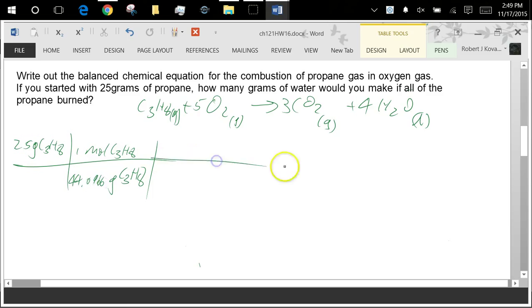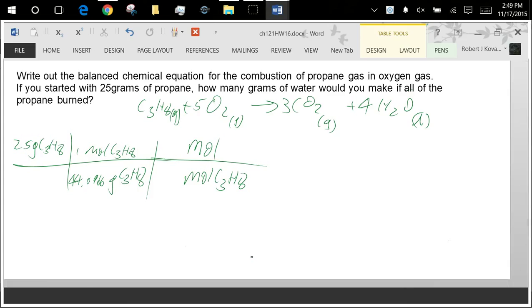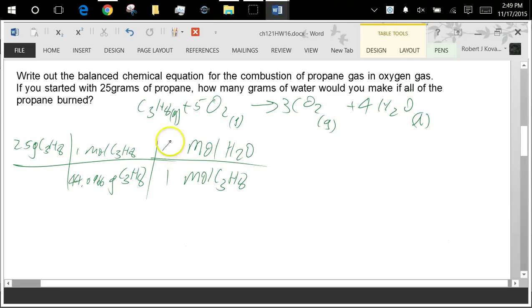44.0966. So I'm going to write 1 mole propane. What am I going to put in the numerator here? Water. I'm looking for water, right? So I want to know how much water I'm going to create. Now what do I put in for the coefficients in front of those mole numbers? 1 for the propane and 4 for the water. Where'd that come from?